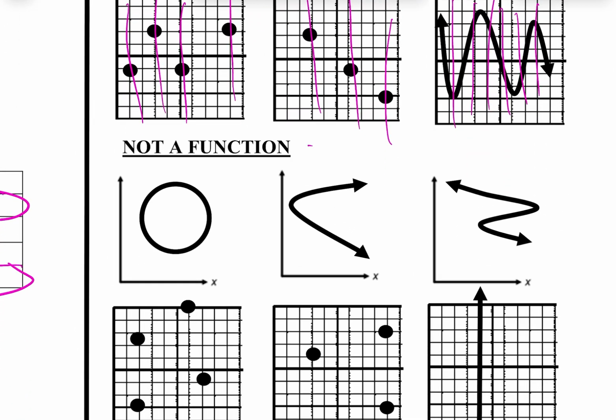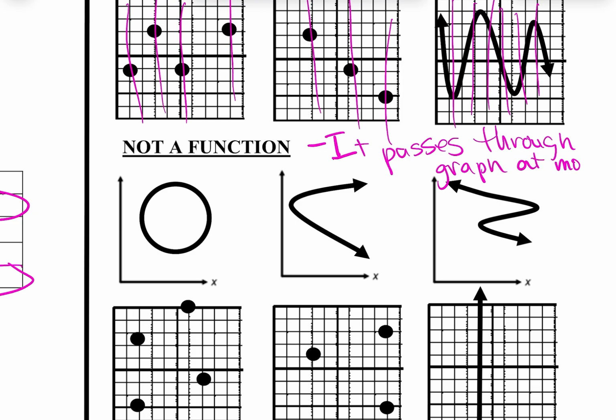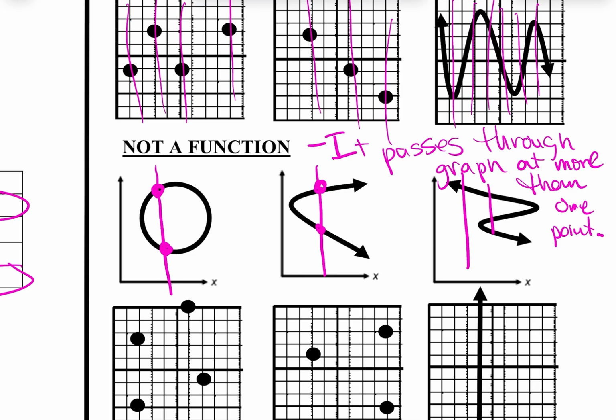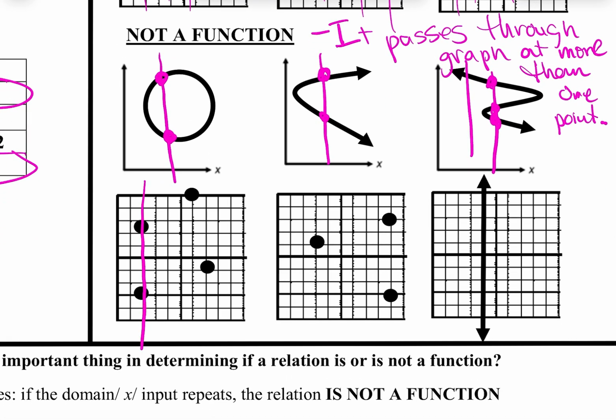If I was to do not a function, it passes through the graph at more than 1 point. So if I drew a vertical line, it hits here, I know it's not very vertical, but here and here. Right there it passed, but if I come right here, it actually passed through it 3 times, so it doesn't pass. Here, it passes through in 2 spots. Here it passes, but if you come over here, it does not pass. So the whole thing does not pass. Look at that, that's a whole line. None of those pass.